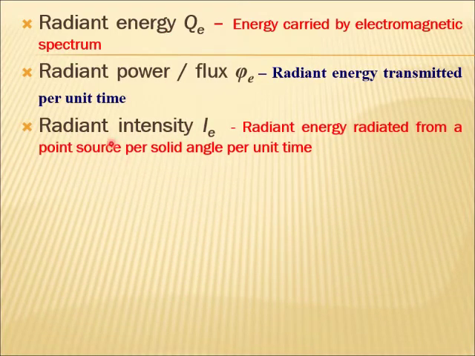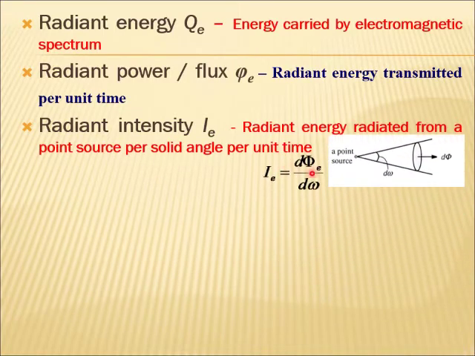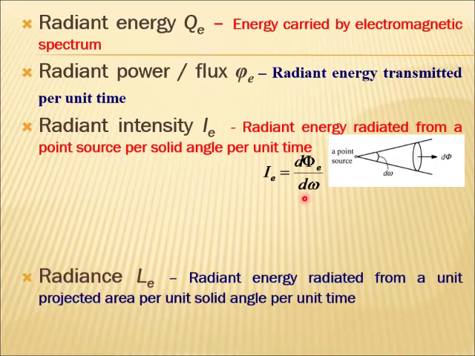Usually the power is the rate of change in energy. The third is the radiant intensity. It tells you the total radiant energy radiated from a point source per solid angle per unit time. So you have a point source from which the radiant energies are radiated, forming a solid angle d phi with the angle of inclination d omega. Therefore, IE is equal to d phi E by d omega.